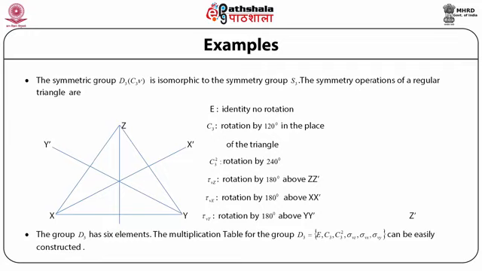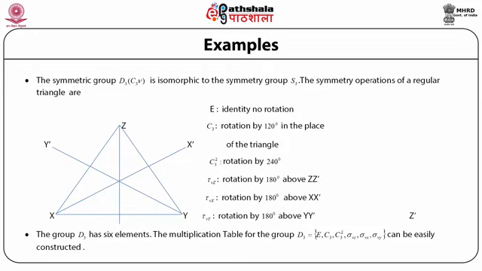C3 is a symmetry of the triangle. Likewise, I could rotate by an angle of 240 degrees, which also is a symmetry. So C3 square is another symmetry of the triangle. Then suppose I consider the axis ZZ prime and rotate by 180 degrees along this axis, which will change X to Y and Y to X. Then obviously this is a symmetry.